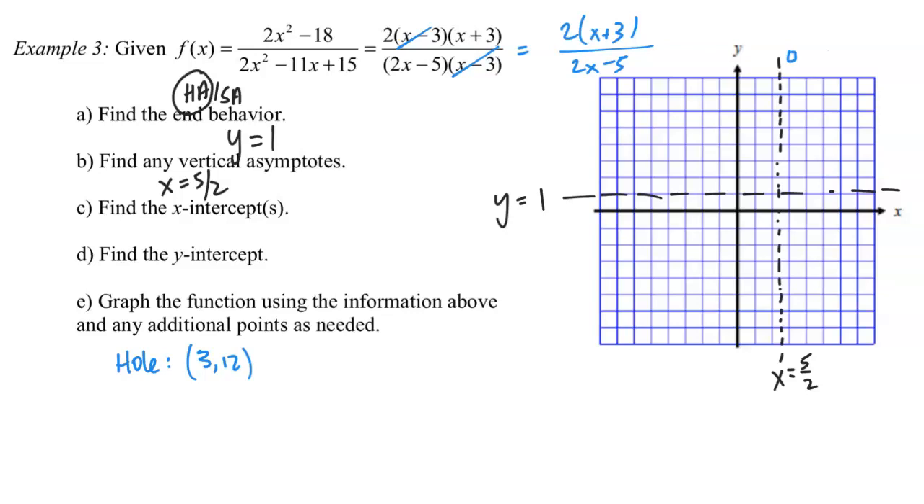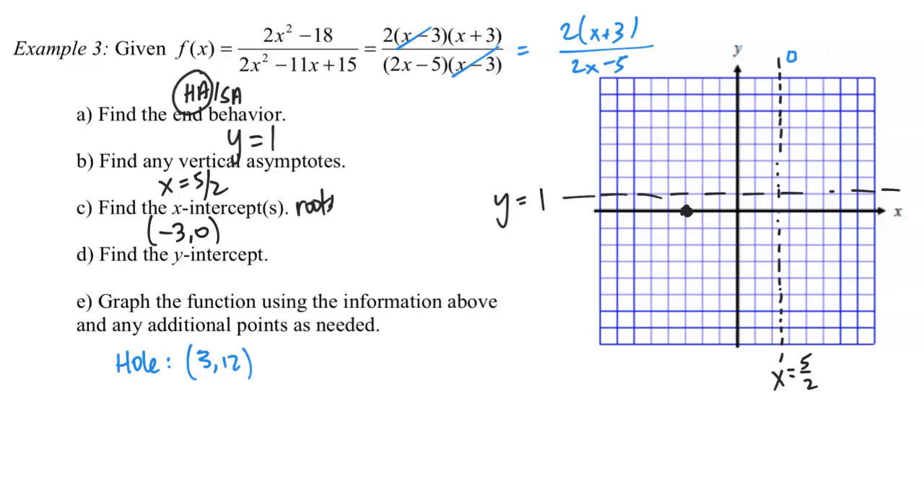For letter C, find the x-intercept. Another way to say that is find the roots. Remember from earlier in these notes, x-intercepts or roots come from when the numerator is equal to 0. Therefore, we're going to have an x-intercept written as an ordered pair at (-3, 0), and that's because this numerator equals 0 whenever x is negative 3. So at (-3, 0), I'm going to put an x-intercept right here.